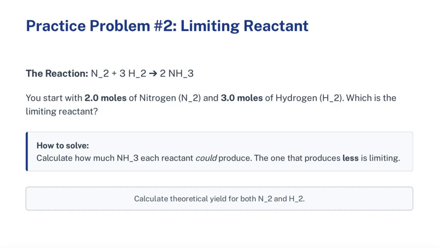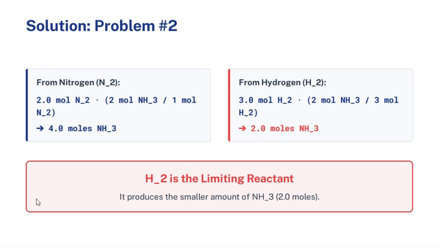Okay, so let's see if you solved it. So the solution is you have to first find out from N2. So 2 times 2 over 1, you get 4. But from hydrogen, you get 3 times 2 over 3, and that's 2. So as you can see, H2 is the limiting reactant because it produces a smaller amount of NH3, which is only 2 moles.